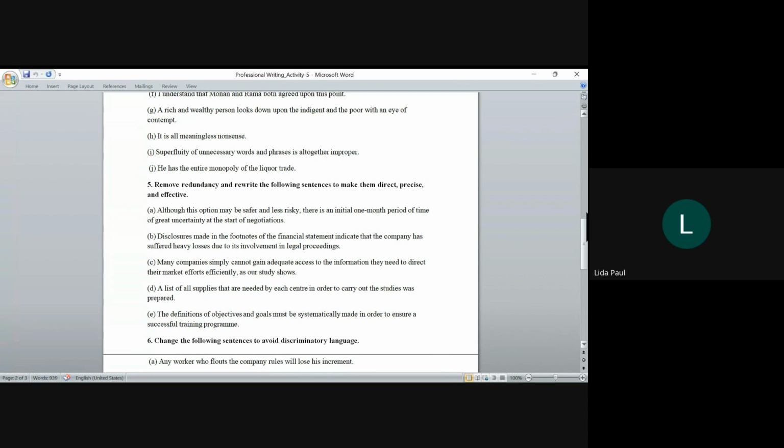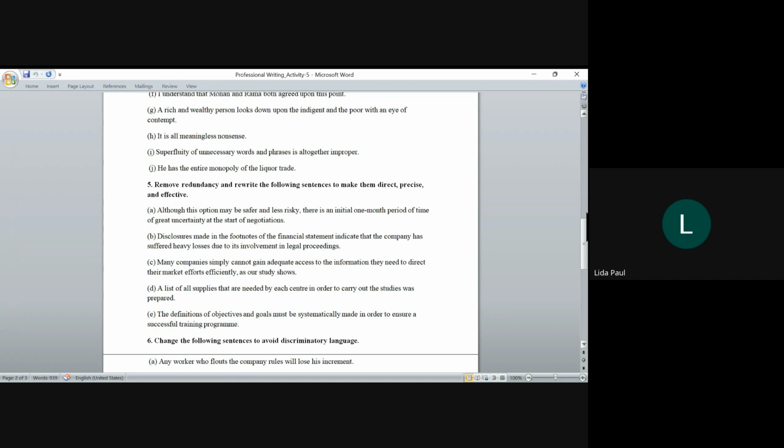Look at the first part of the sentence. Disclosures made in the footnotes of the financial statement. You don't have to say "disclosures made in the footnotes," right? Instead, you can simply say footnotes of the financial statement indicate. No need for unnecessary writing. It may not be grammatically wrong, and some people may even accept it. But in professional writing, because conciseness is your friend, you'll have to cut out everything that doesn't add anything to your sentence. "Disclosures made in" is one such phrase, which is not giving you anything relevant. So you simply write footnotes of the financial statement indicate that.